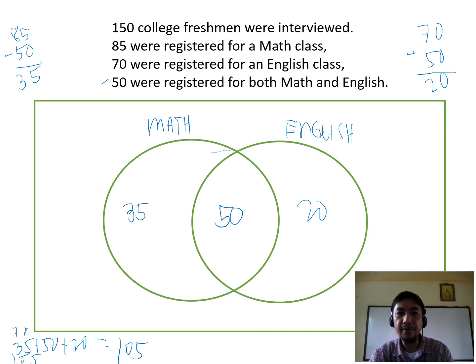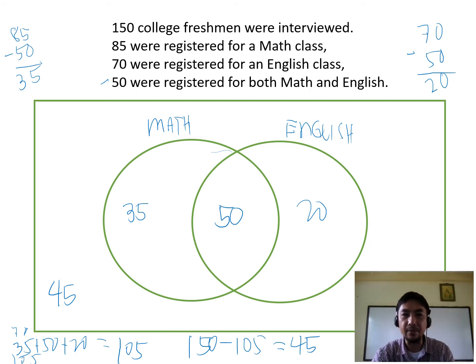So, ilan yung hindi nakaregister sa math and English? Since 150 ang total ng college freshmen, what we are going to do is to subtract 150 by 105. At ang lalabas po sa atin noon ay 45 students. Okay? In other words, yung 45 students or freshmen, hindi sila nakarehistro doon sa math and English. Okay? So, from that, we can now answer the question.